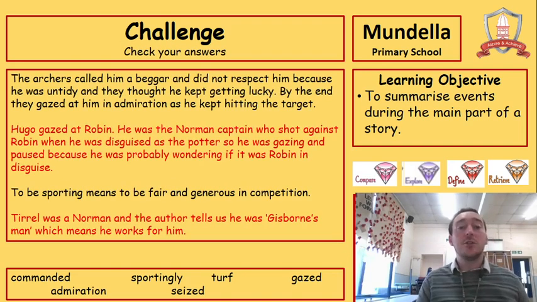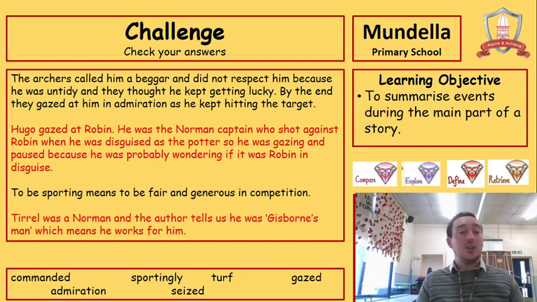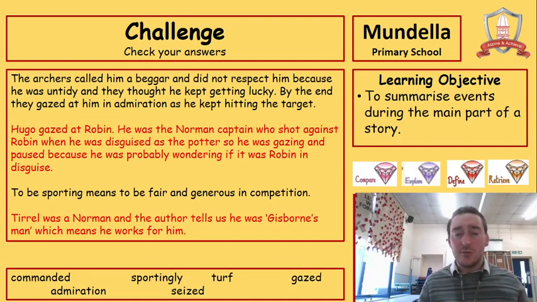Well, the archers called him a beggar and did not respect him because he was untidy, and they thought he kept getting lucky at the beginning. But by the end, they gazed at him in admiration as he kept hitting the target and went on to win the contest. Hugo gazed at Robin, which showed that he was suspicious. He was the Norman captain, Hugo, who shot against Robin when he was disguised as the potter. So he was gazing and paused, probably because he was wondering if it was actually Robin in disguise. And of course it was.